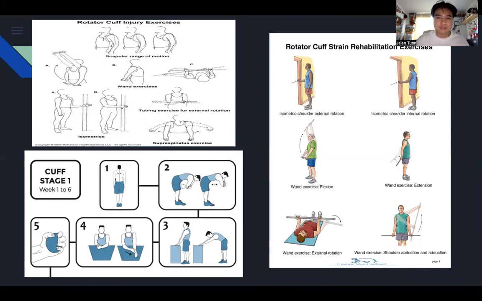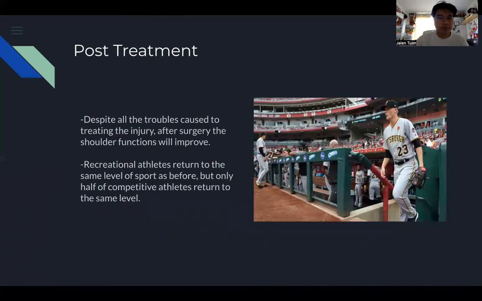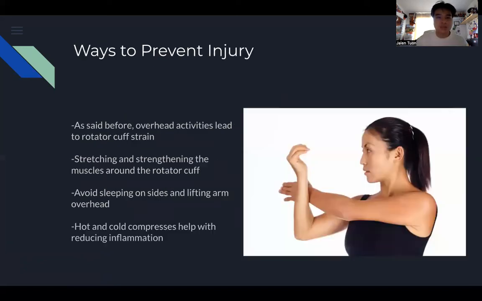And yeah. So post-treatment. So despite all the troubles caused in treating the injury, after surgery, the shoulder function will improve. So that's a great thing. However, recreational athletes can return to the same level of sport. However, only half the competitive athletes return to the same level. So it really can be a career-ending injury if you're a professional athlete.